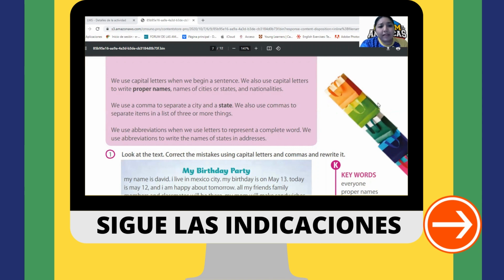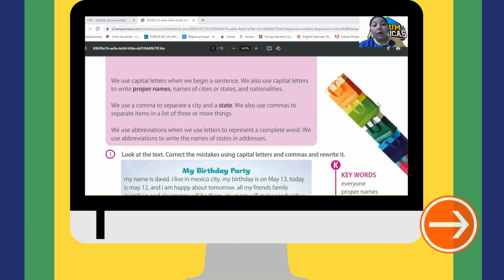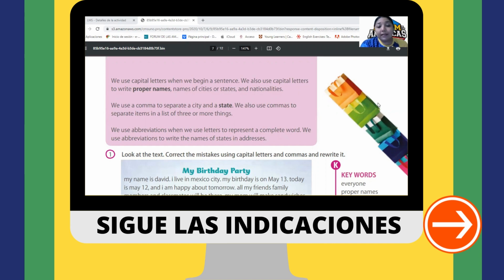We use abbreviations when we use letters to represent a complete word. Usamos las abreviaciones o abreviaturas cuando usamos letras para representar una palabra completa. Usamos las abreviaturas para escribir los nombres de estados en una dirección.